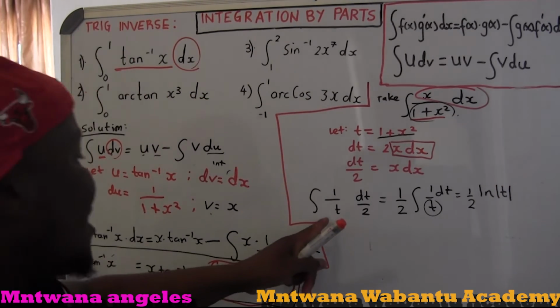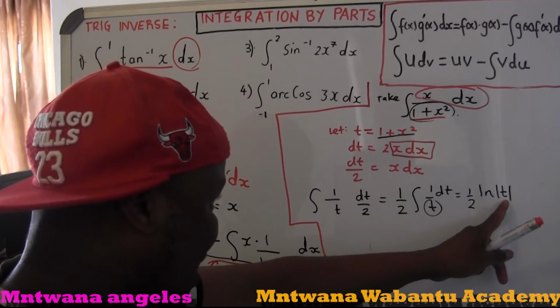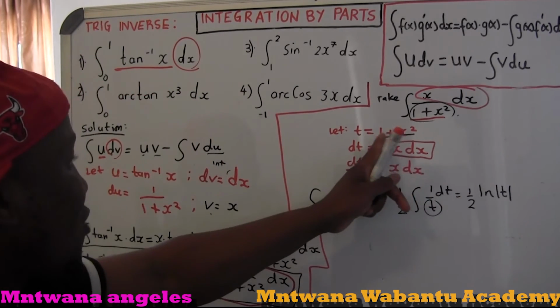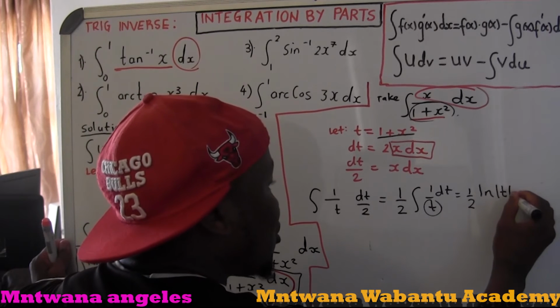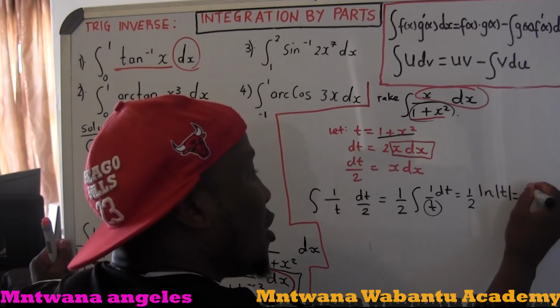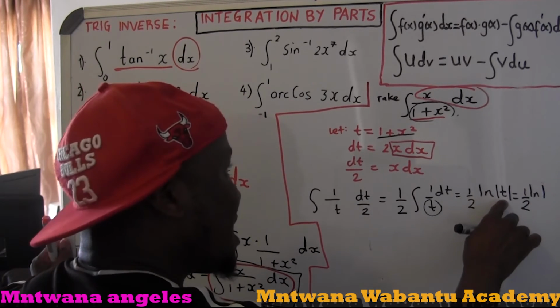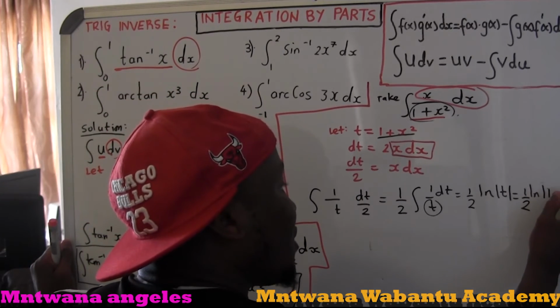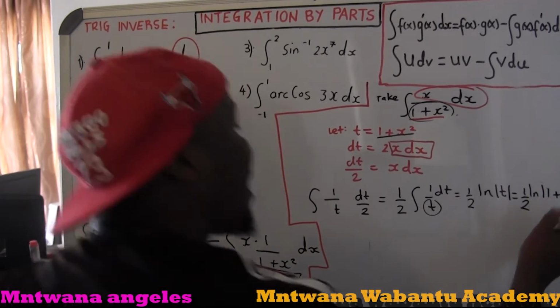So now I have already integrated. We have half ln t. But we know the value of t. What is t? t is 1 plus x squared. So this equals a half ln of 1 plus x squared. So I'm done already.